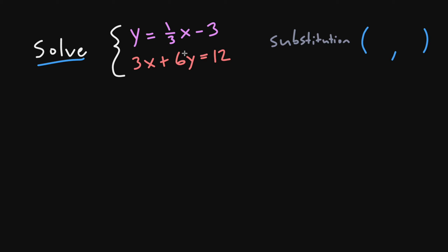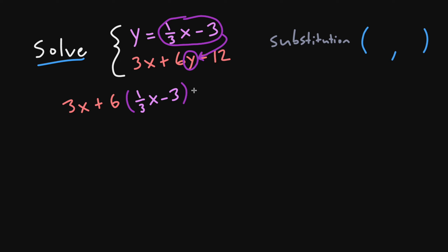Substitution literally means plug in. What you're going to do is take this y equals and notice that y is equal to this stuff. But look, this bottom equation also has a y in it. The whole point of substitution is, if y is equal to this, then I can just plug this in for y. So where there's a y, I'm going to plug that in instead. We'll take this entire bottom equation, 3x plus 6, and instead of writing y, we're going to write this stuff: parentheses 1/3 x minus 3.